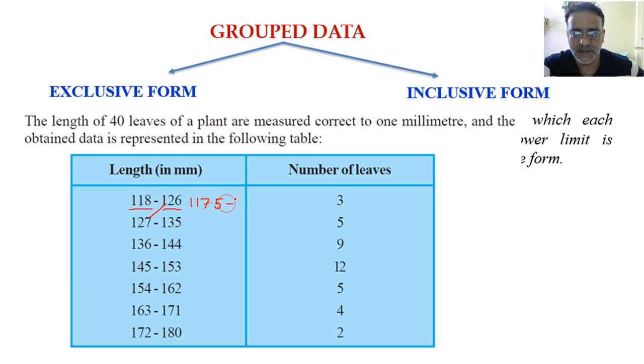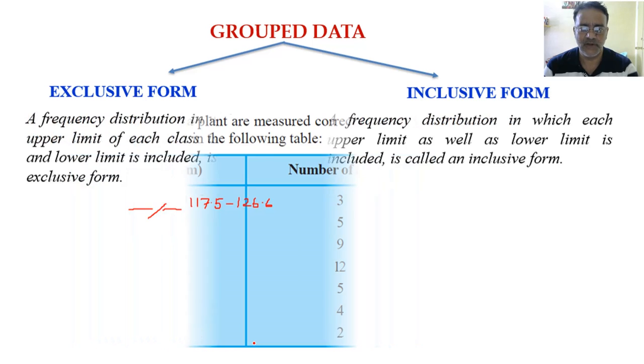So this will become 117.5 to 126.5. Like that you have to add and subtract for each class to convert it into exclusive form. We'll see it later in session number 3. I think in 3 we will do the histogram, then we will see this in detail. Okay, any doubt up to here? No, sir.